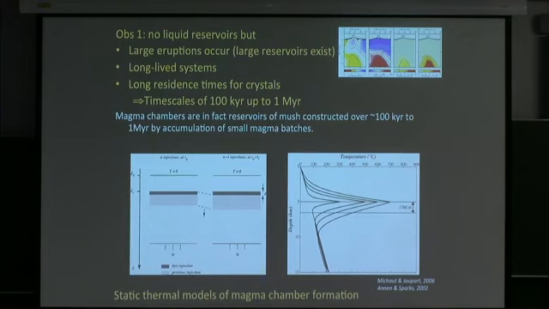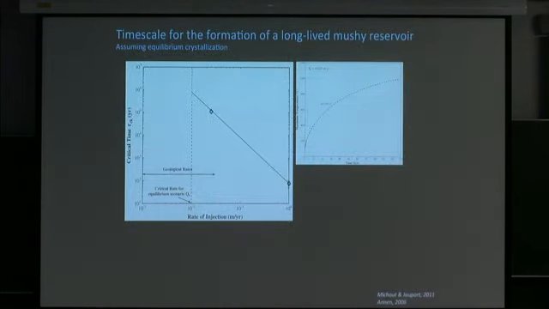So in the late 2000s, we started to develop static thermal models of magma chamber formation, where injections are placed instantaneously in the crust and progressively heat up the crust to the point where the solidus is reached and you can form a mush and have liquid in the crust. This is the critical time needed for the survival of melt in the crust as a function of the vertical rate of injection. You can see that it decreases with the rate of injection and reaches hundreds of thousands of years for a rate of injection of about 10 millimeters per year.